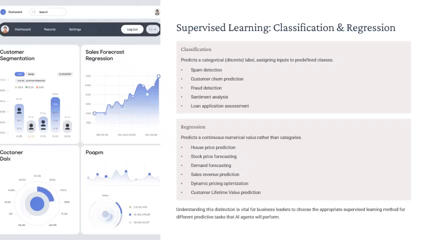Okay. Then the other main type of supervised learning is regression. This is different because you're predicting a continuous numerical value. Not a category, but a number on a scale. Exactly. You're predicting a number, not putting something into a finite category. Like how much or how many.